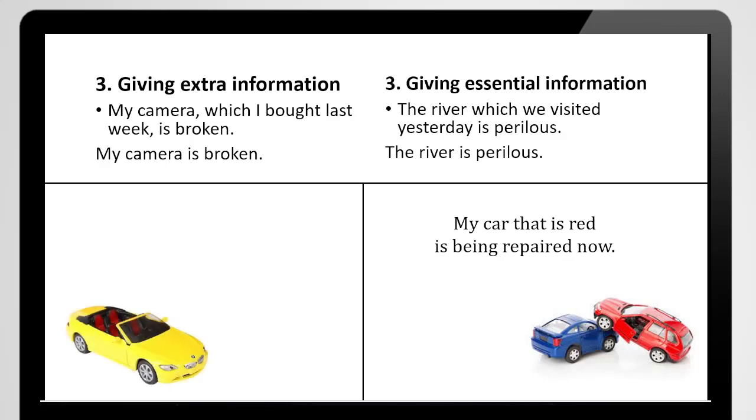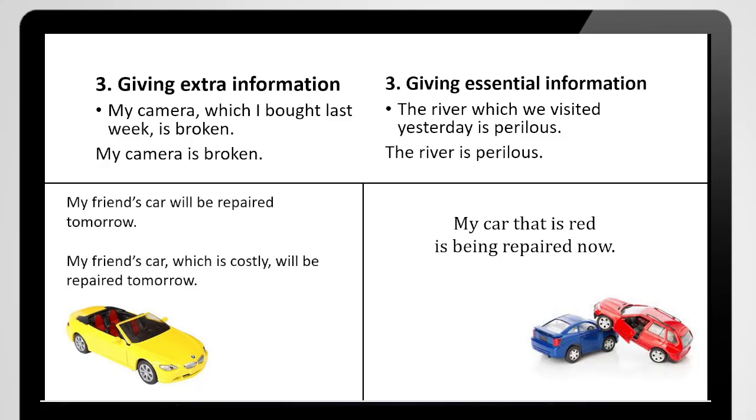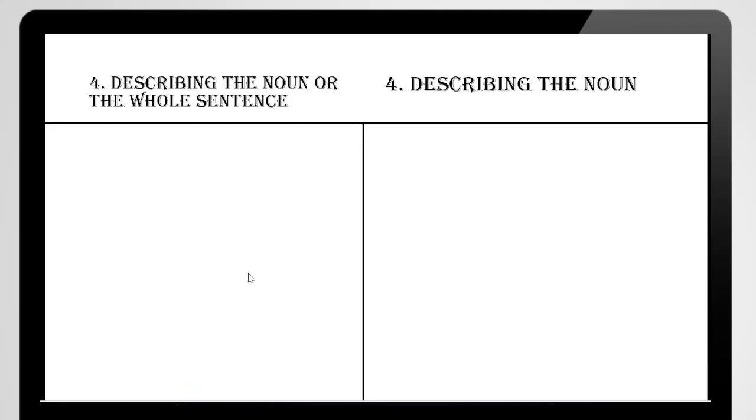What about which? Yes, I know my friend has a car which is yellow. My friend's car will be repaired tomorrow. Yeah, I know that. I understand because my friend only has one car. If I want to add more information about my friend's car, I can use which. My friend's car, which is costly, yes, which is expensive, will be repaired tomorrow. Yeah, I just want to add more information to tell you that my friend's car is costly.